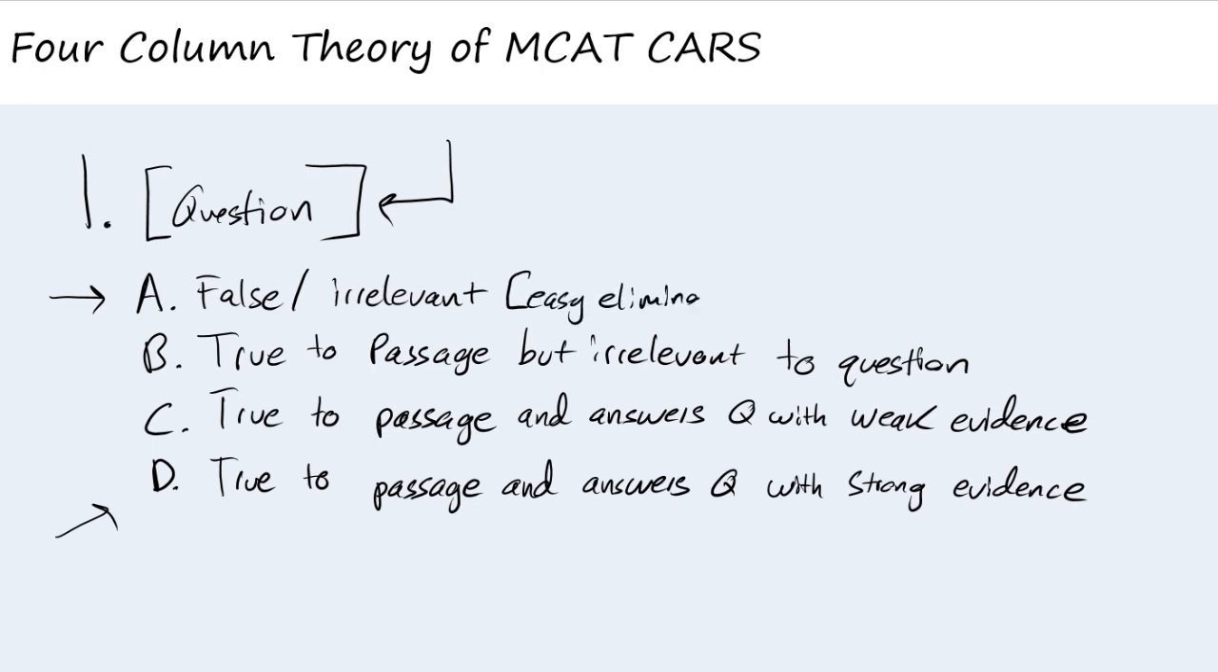Anytime you see any answer choice that's false, pretty much you could eliminate it off the bat, because if it contradicts the passage, especially if it contradicts specific things that the passage said, it's automatically out of the running. That gets a little bit tougher when you get into more complicated answer styles. For example, B, it's true to the passage, but it's irrelevant to the question.